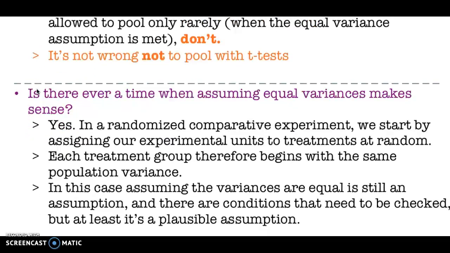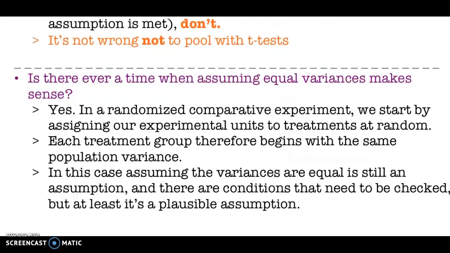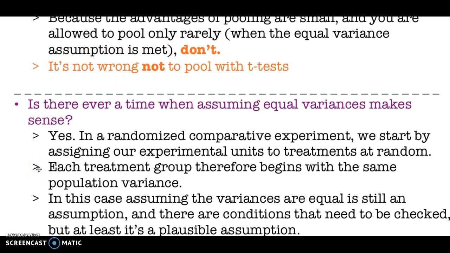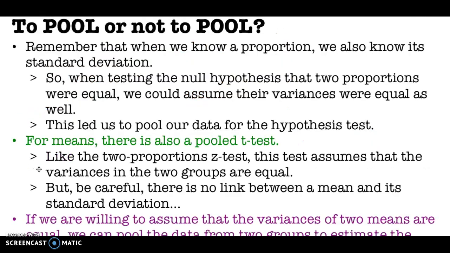Is there ever a time when assuming equal variances makes sense? This is for those of you who are interested in what I said earlier, when the equal variance assumption is met. Yes: in a randomized comparative experiment, we start by assigning our experimental units to treatments at random. Each treatment group therefore begins with the same population variance. In this case, assuming the variances are equal is still an assumption, and there are conditions that need to be checked, but at least it's a plausible assumption, because we're pulling from the exact same population and then randomizing into the experiment. But anyway, the point is, you do not have to pool with t-tests.